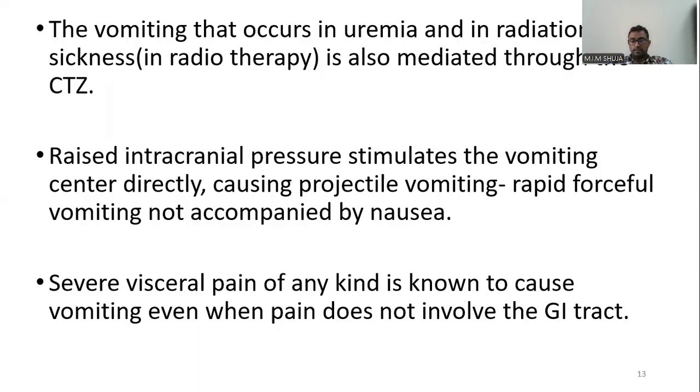The third point is severe visceral pain. You have seen that. Especially renal colic, biliary colic, MI, testicular torsion, even pancreatitis can cause nausea and vomiting.